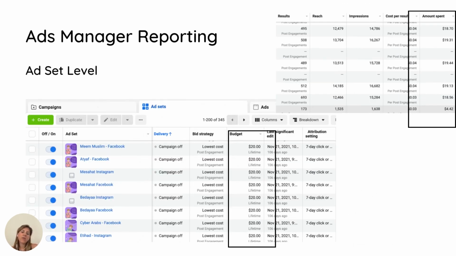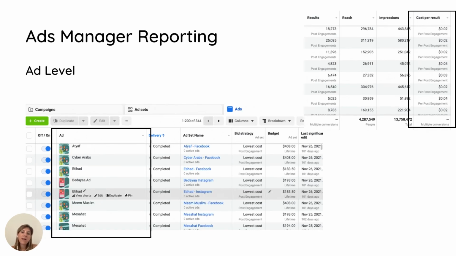At the ad set level, you can track the budget and the amount spent to make sure your ads are actually delivering. Sometimes that will happen as well. If you have a very narrow target audience or a very small budget, your ads might not deliver, and this is the way you can track them as well. And finally, at the ad level, you can make sure your cost per result is low for each and every one of your individual campaigns.